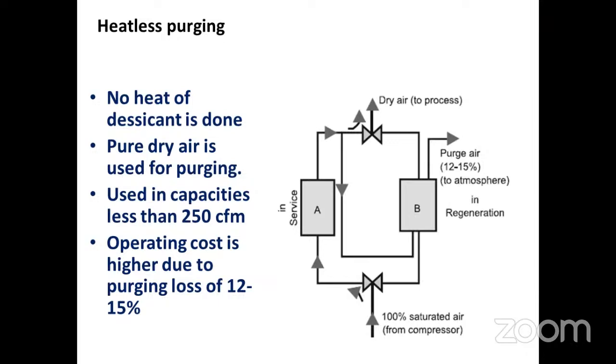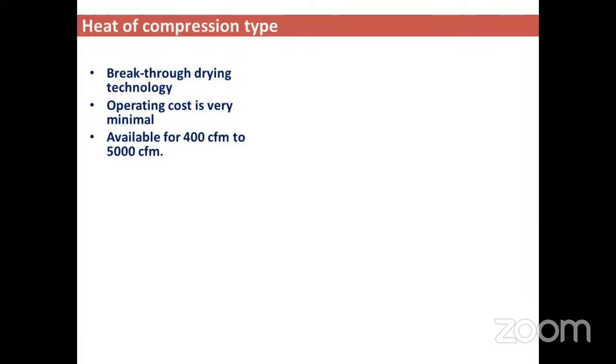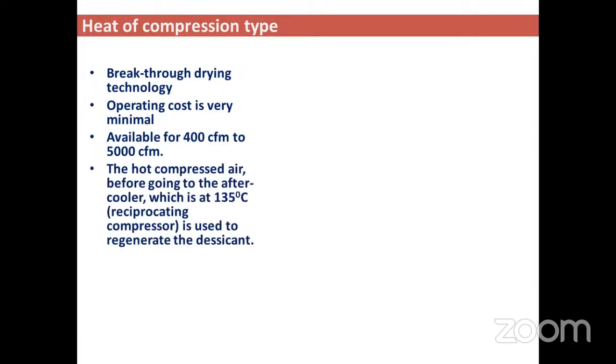The loss will be from the volume side. The volume loss, yes, sir. That also requires energy, no? Yeah. Now, heat of compression. This is the best type, sir. A breakthrough in drying technology, because the heat utilized for heating the reactivator is the heat we generate at the first stage of compression. The hot compressed air will be used for heating the desiccant. There is no electrical heater and no purging loss also.